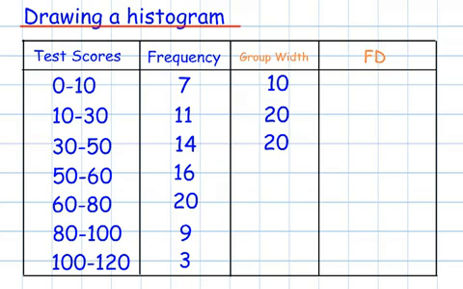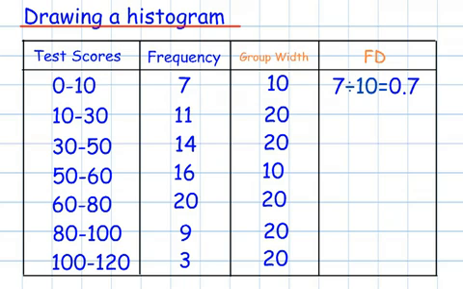Between 50 and 60 is 10. Between 60 and 80 is 20. Between 80 and 100 is also 20. And between 100 and 120 is also 20. To calculate the frequency density, we need to divide the frequency by the group width.